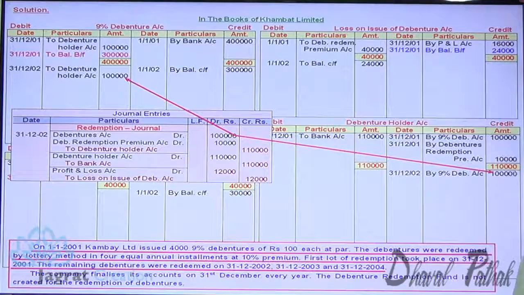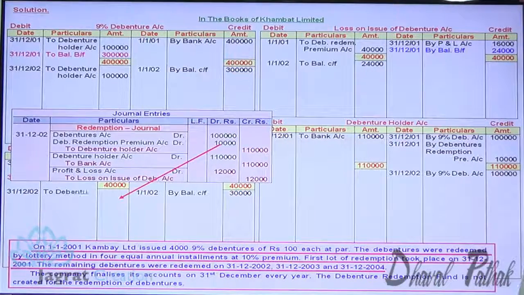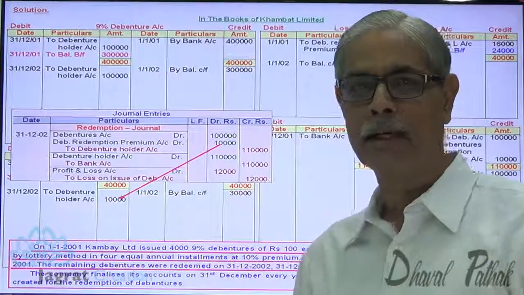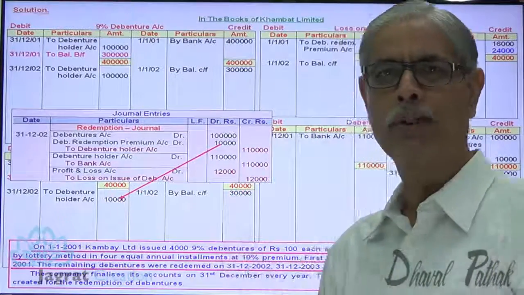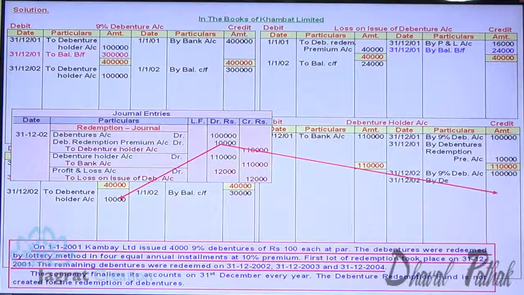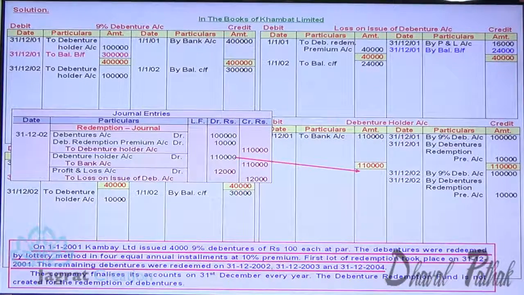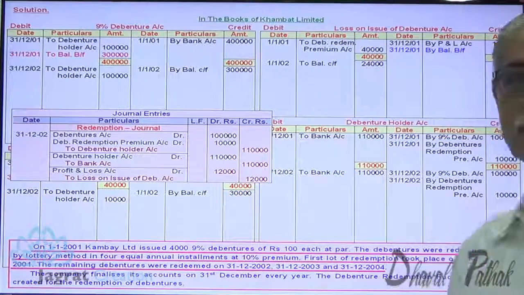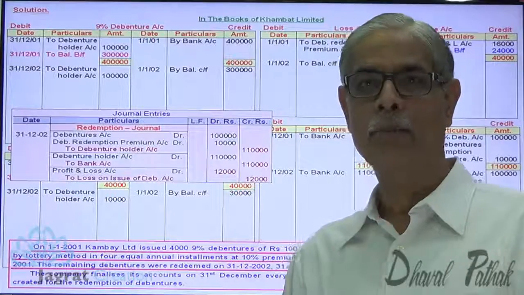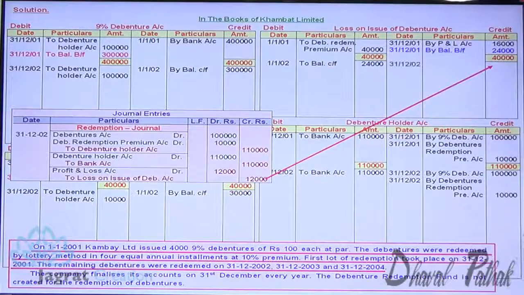Write on the credit side of debenture holders account, credit 1 lakh. Write on the debit side of debenture redemption premium liability account, debit 10,000, and credit the same amount to debenture holders account. Now debenture holders are paid. So debenture holders account debit to bank account. Now this loss written off of profit and loss account debit to loss on issue of debentures account credit.